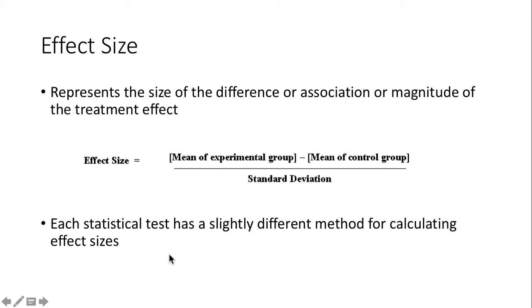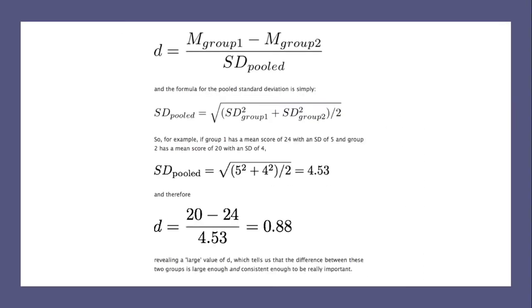Now, each statistical test has a slightly different method for calculating effect sizes. So Cohen's d is the most common effect size, which is used for continuous variables, where I just talked about the mean of group 1 minus the mean of group 2 divided by the pooled standard deviation across that sample.